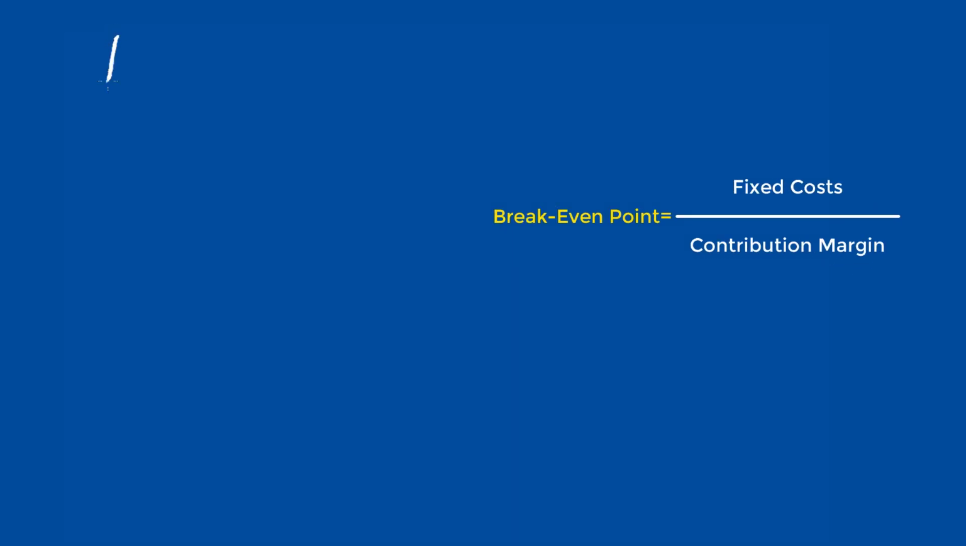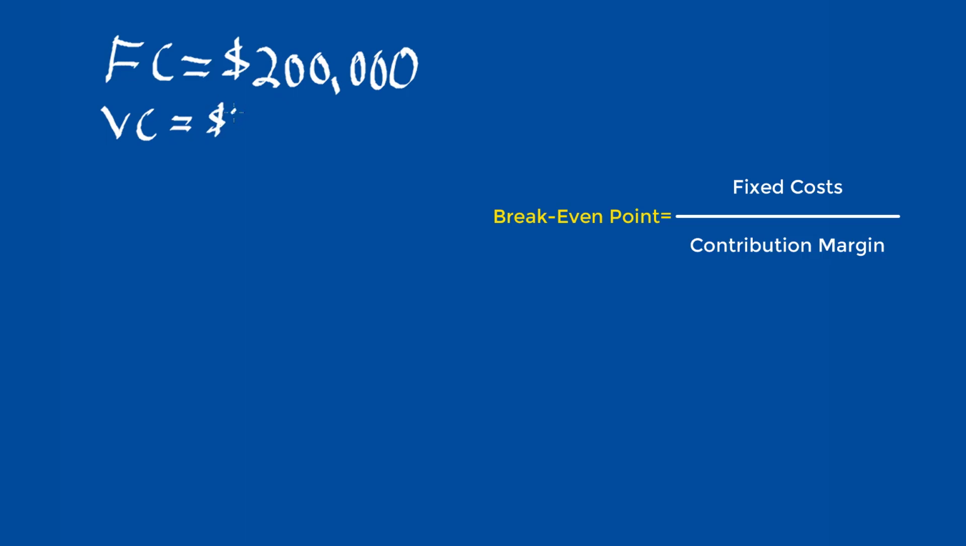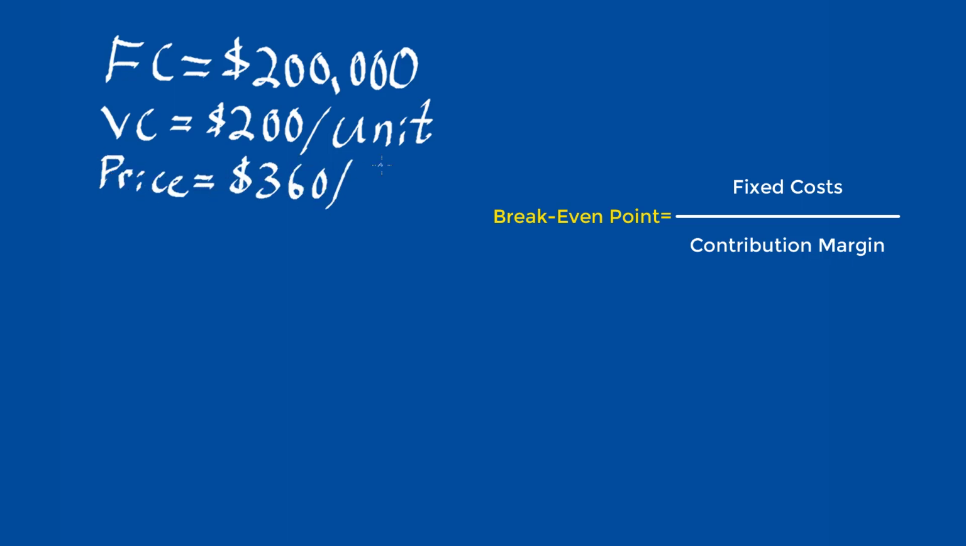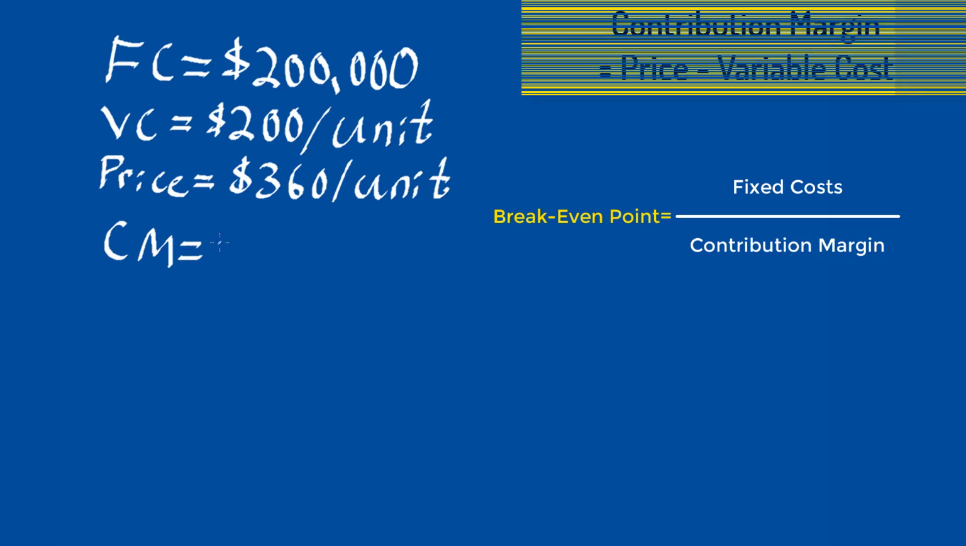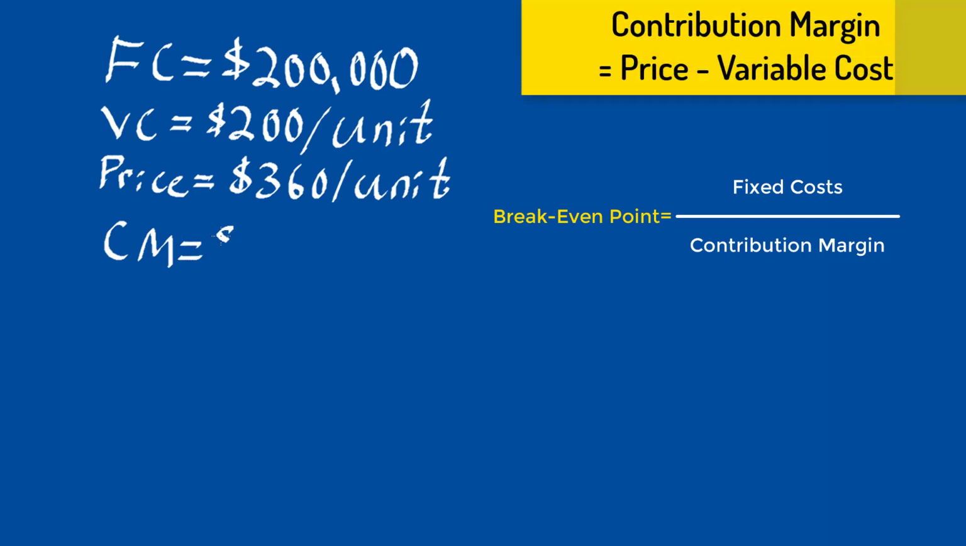Let's look over an example by assuming the role of the manager of a production facility that has fixed costs of $200,000 per year and variable costs of $200 per unit. These variable costs include direct materials, direct labor, variable overhead, and marketing costs, and the price per unit is $360. With these inputs, we can determine the contribution margin per unit, which in our case is $160 per unit.